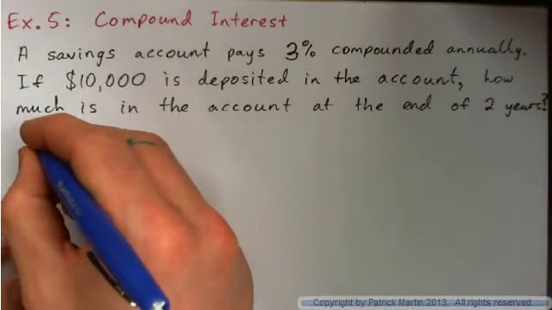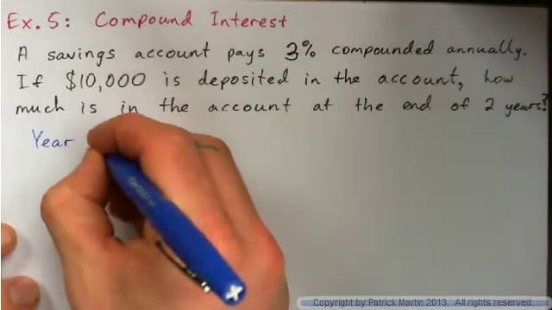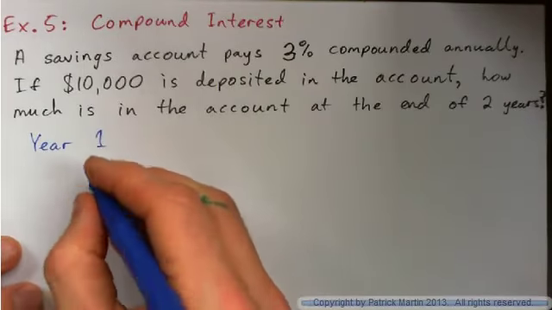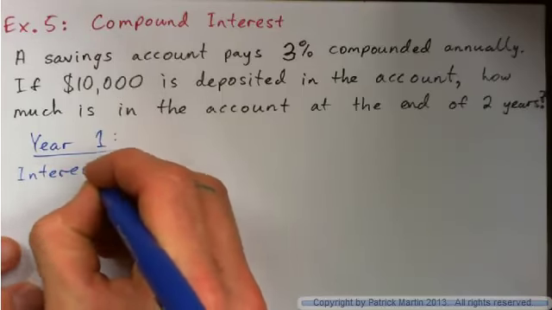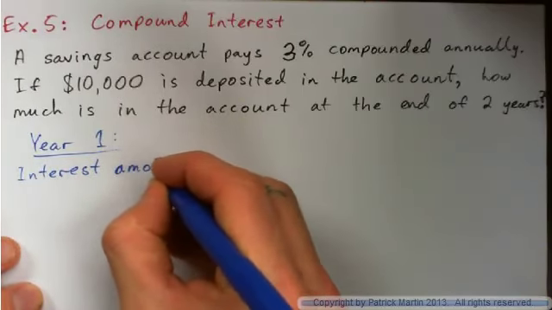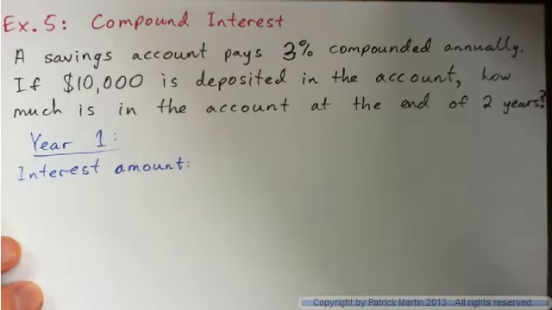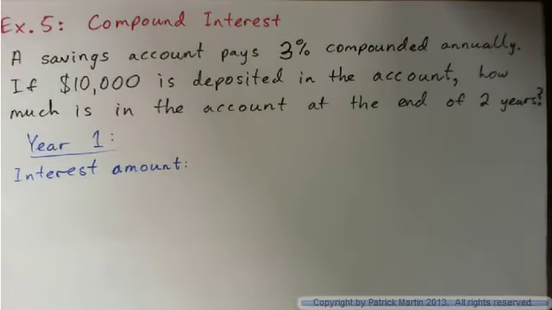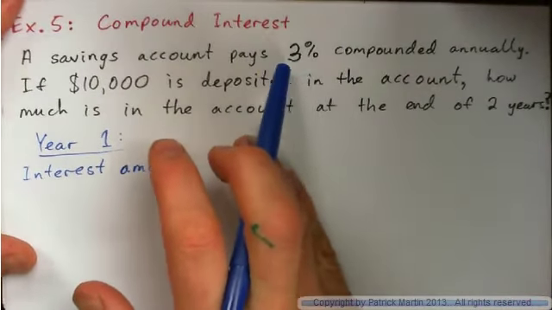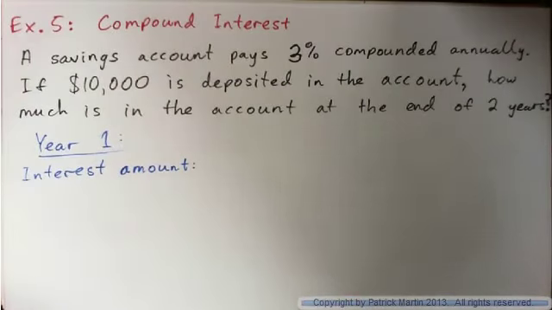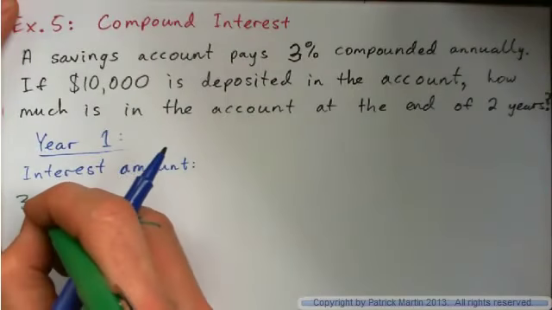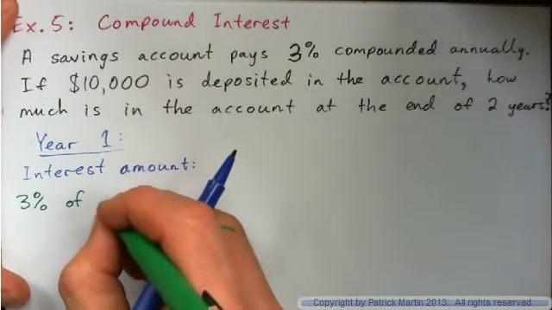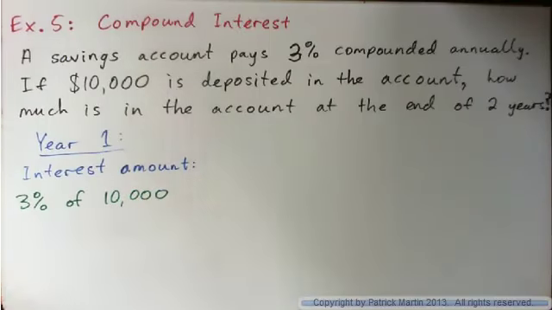So how we work this one out is we start with year 1, and we have to calculate the interest amount. How would you calculate the interest amount in year 1? The savings account pays 3% compounded annually. So the simple interest is 3% of the money in there. So the interest amount is going to be 3% of $10,000. Calculate that.